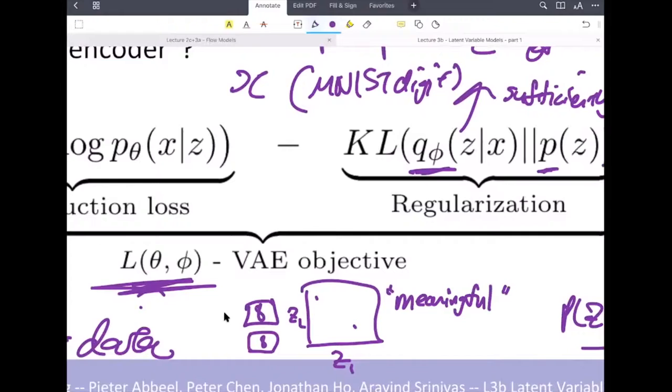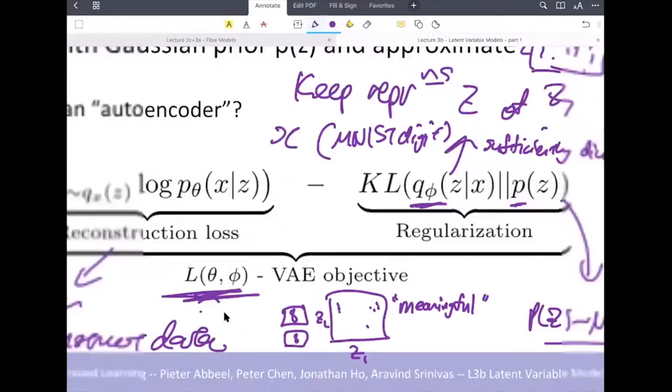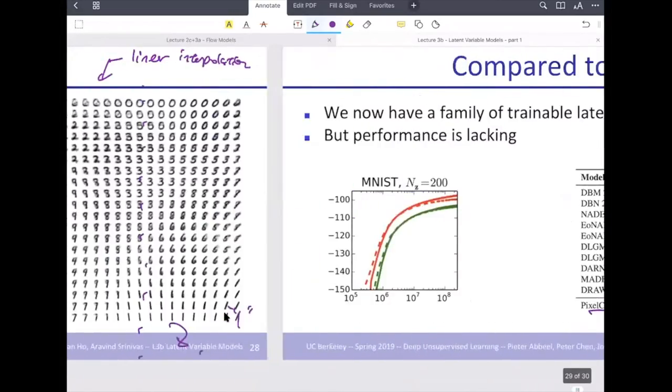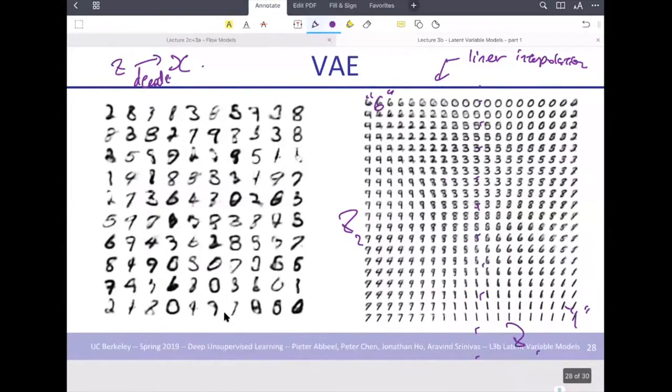So the KL divergence term has the effect of keeping similar numbers' representations close together, so that the representations of all digits 8 are close together and all digits, for example, 3 are close together. And you end up with this sort of neat visualization over here. Does that make sense? Okay, great.